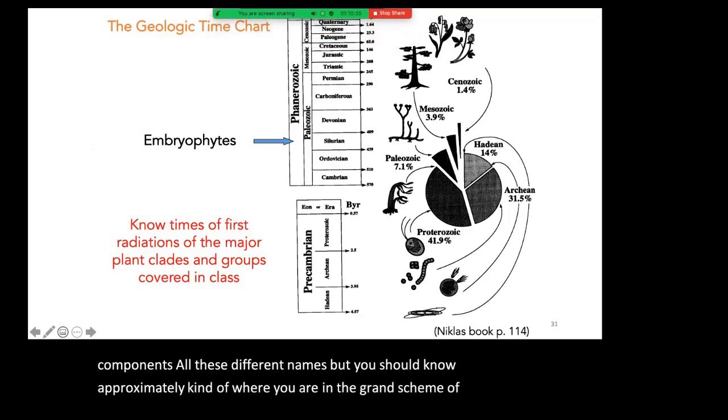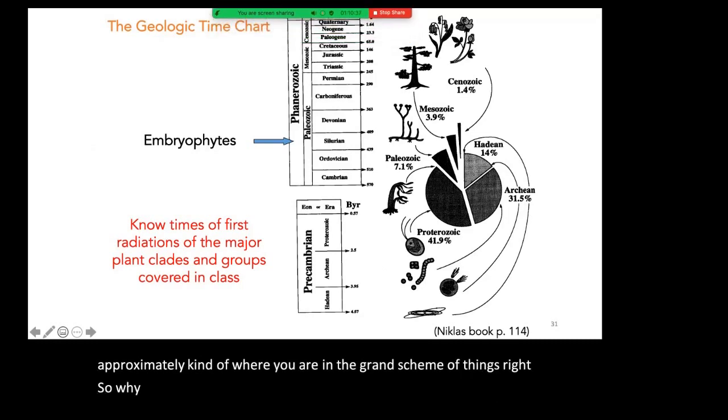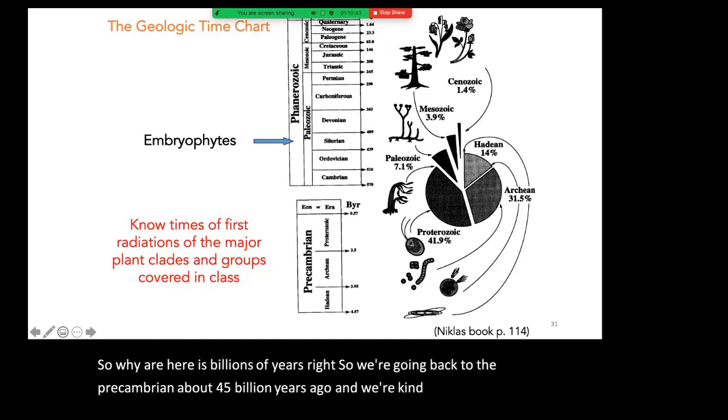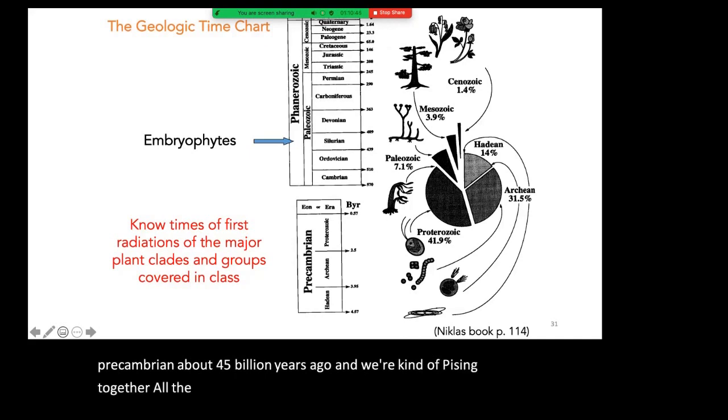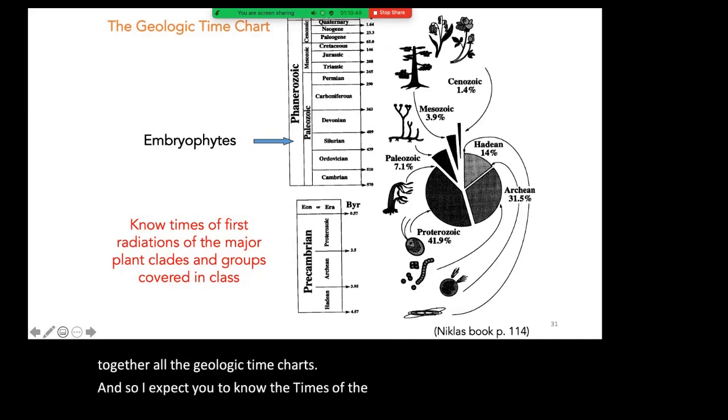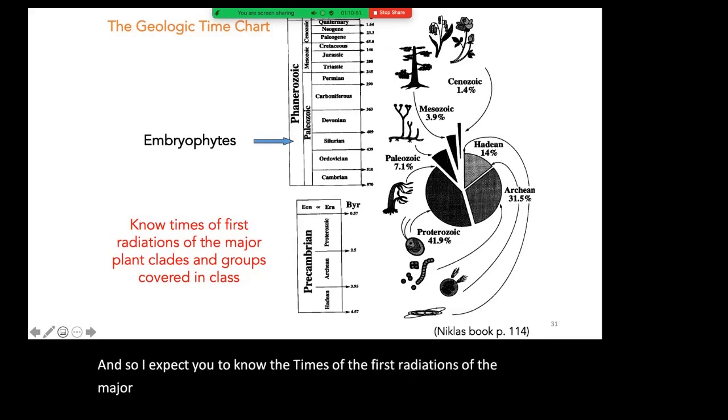BYR here is billions of years. So we're going back to the Precambrian, about 4.5 billion years ago, and we're piecing together all the geologic time charts. I expect you to know the times of the first radiations of the major plant clades and groups that we cover in class.